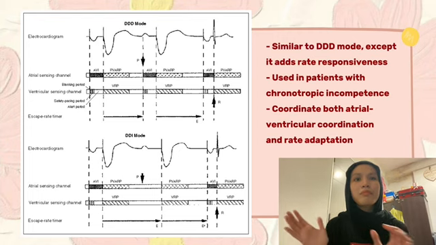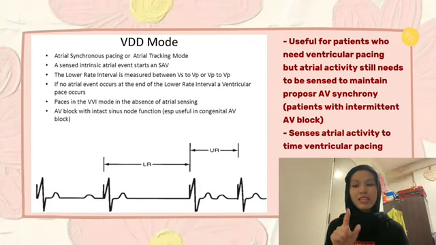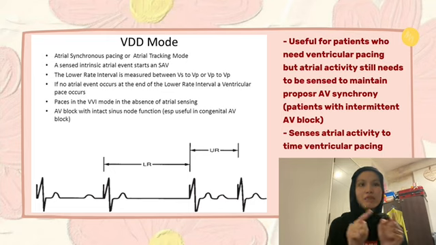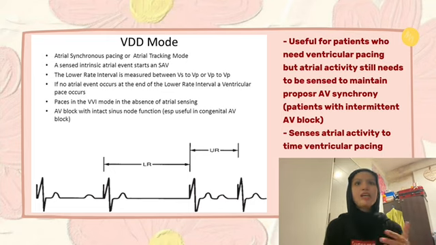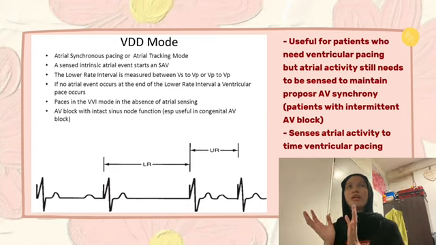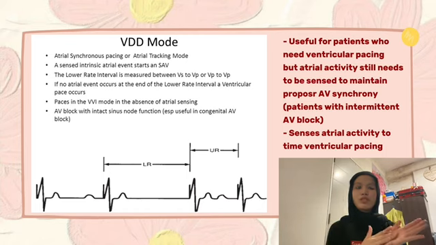And lastly is VDD mode, meaning that it is single lead dual chamber sensing. The first V means that it paces the ventricle. The second D means it senses both the atrium, which is the P wave, and also the ventricle, which is the QRS complex. And lastly, D means whether it inhibits or triggers pacing based on what it senses in both chambers.